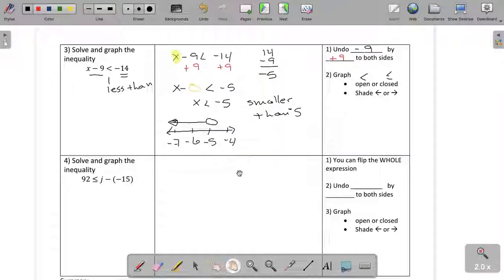Last problem. You know, when you do your work, you should probably circle your answer so your teacher can see where it is, and then underneath that you have the graph. Okay, last problem here. Ooh, 92 less than or equal to. So this is less than.